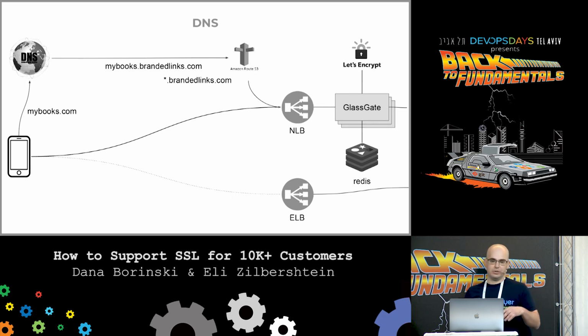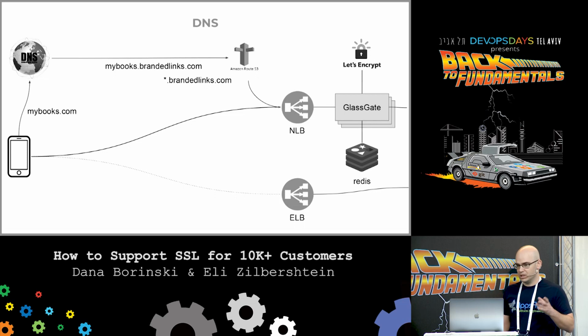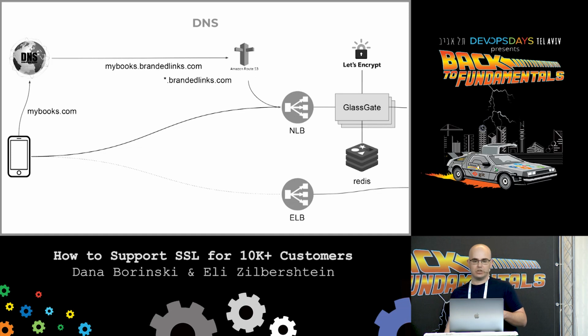Let's follow the scenario. We have a customer, mybooks.com, that configured his own DNS system to use our GlassGate solution. So instead of forwarding his DNS via CNAME to our NLB, we ask the customer to use his domain and our intermediate domain, let's say brandedlink.com, that is running in Route 53 and owned by AppsFlyer. In order not to need to configure a record for each customer that we add to the system, we added a wildcard domain that is forwarding to our NLB solution.